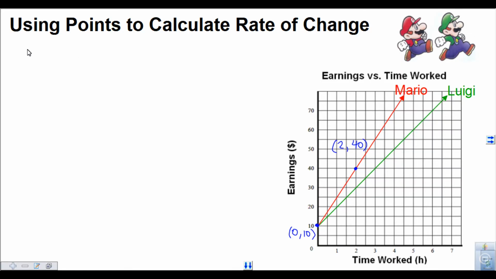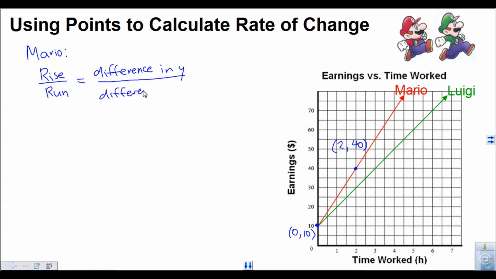So remember, to calculate rate of change for Mario, we're going to use rise over run. Now, in order to get the rise, remember I just said that we have to do 40 take away 10. Those are the y numbers of each point. So what we're doing is finding the difference in the 2 y numbers. I'm just going to write that quickly. We're finding the difference in the y numbers, and then we're going to divide that by the difference in the x numbers. That was 2 minus 0. So I'm going to write here, difference in x.